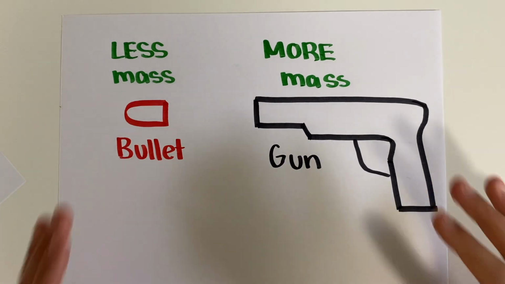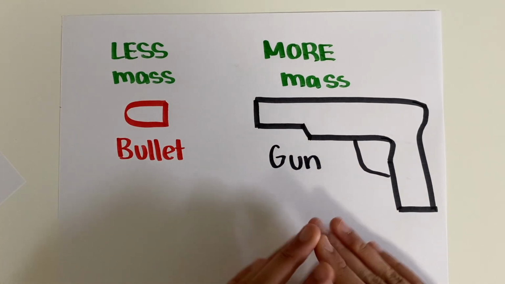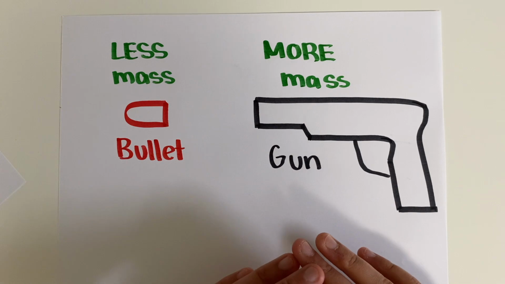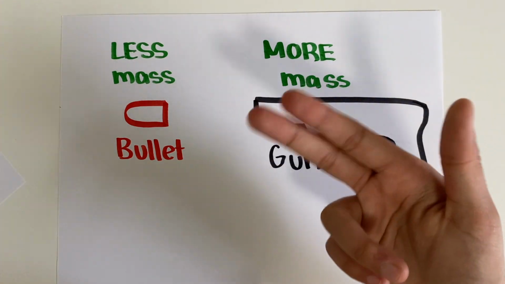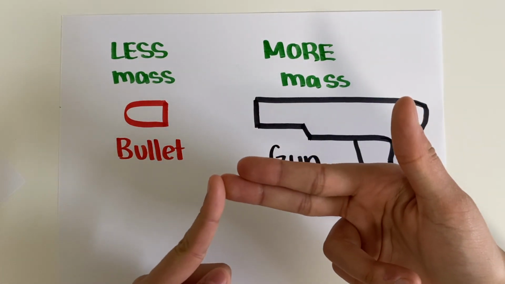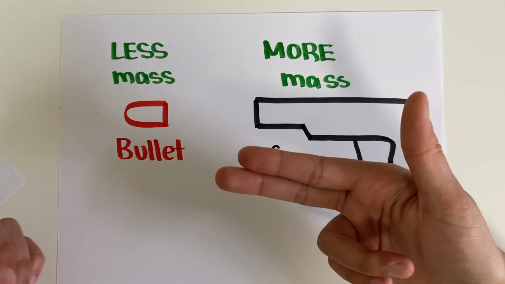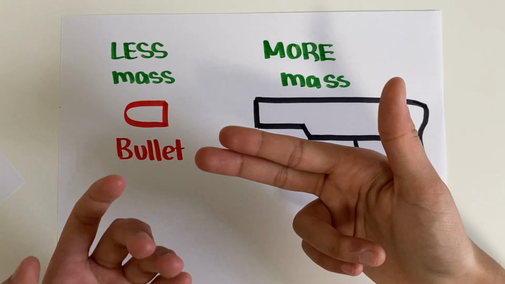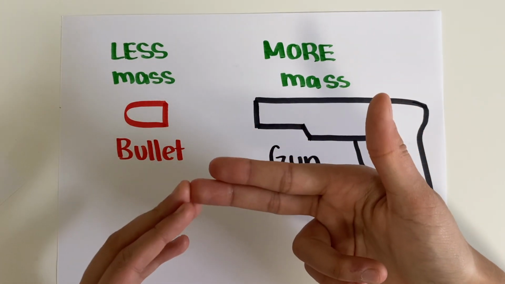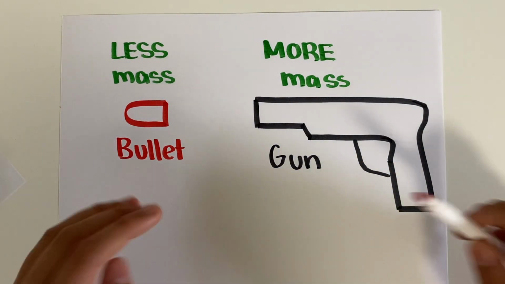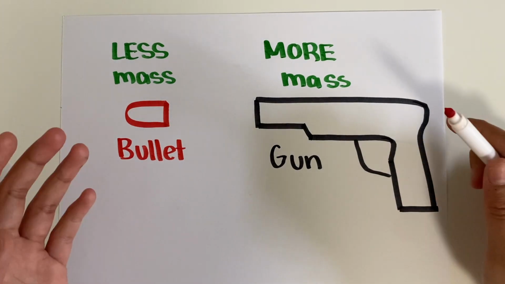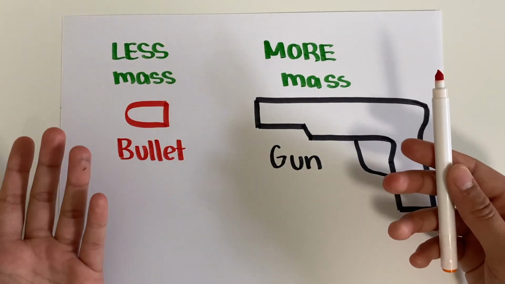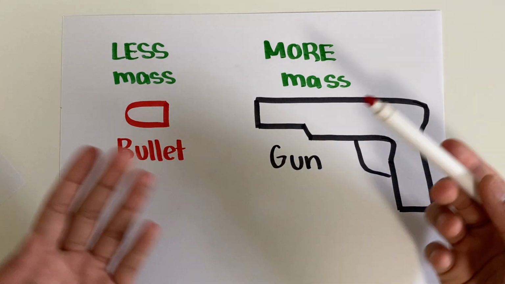Now, we're going to take a look at the example of a gun and a bullet. So we already know, when we shoot a gun, the bullet moves out of the gun at a very high speed. And we also know that the gun kind of moves back a little bit. That's known as recoil. So why does this happen? Well, it's because of something known, once again, as Newton's third law of motion. So let's check this out.